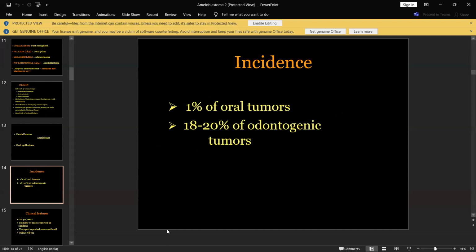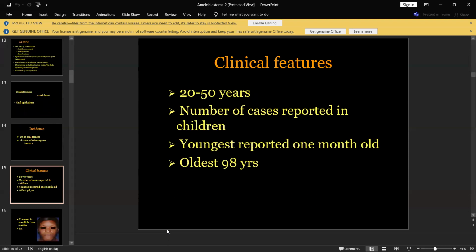What is the incidence of ameloblastoma? It constitutes around 1% of oral tumors and is considered 18 to 20% of odontogenic tumors. Okay. And what are the clinical features? What is the age predilection? It will be somewhere in the middle age group, between 20 and 50 years. Among cases reported in children, the youngest reported was 1 month old, and the oldest reported was 98.